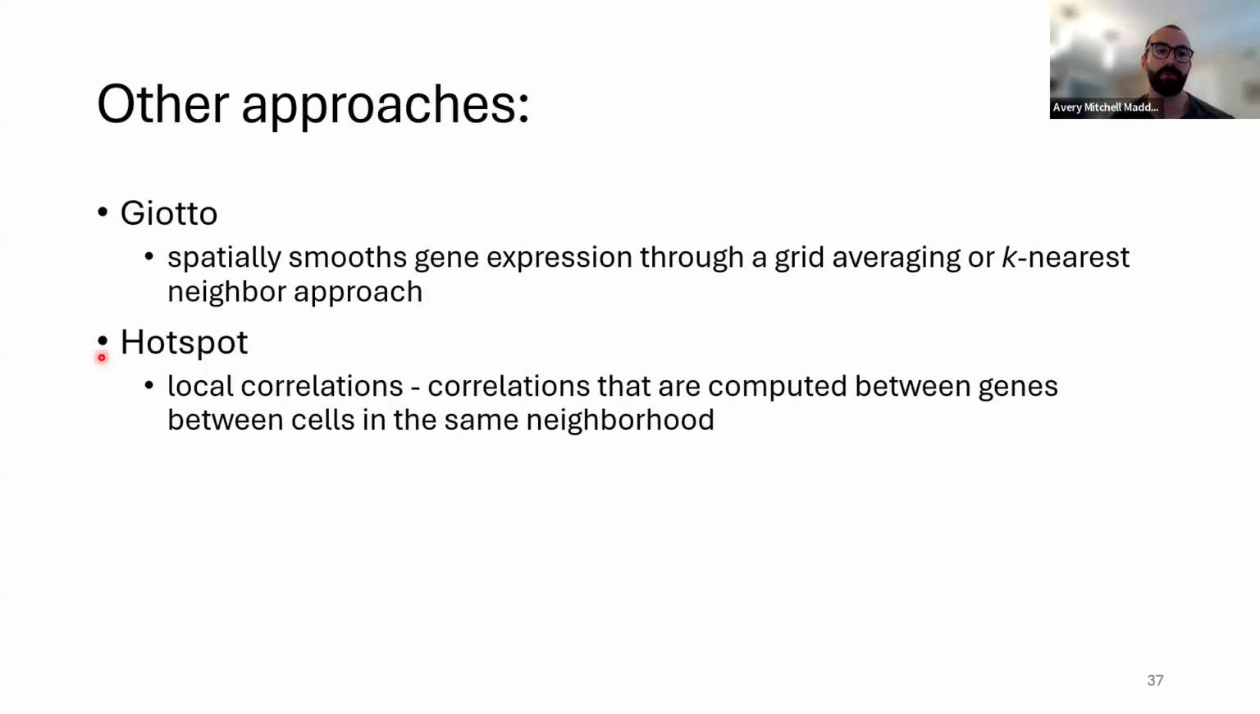And then an approach like Hotspot operates on this idea of local correlations, which are correlations computed between genes that are between cells or spots in the same neighborhood when it's doing the correlation network analysis. So depending on specific considerations that you might have, these could be a better fit than hdWGCNA, or offer slightly different results or insights.